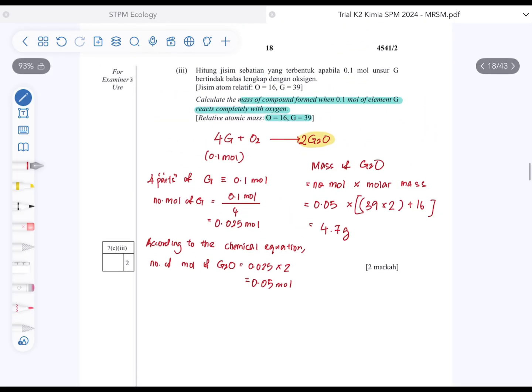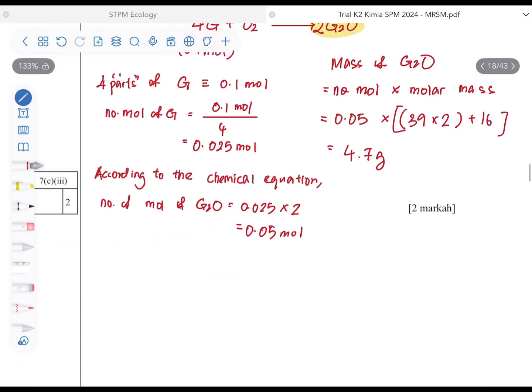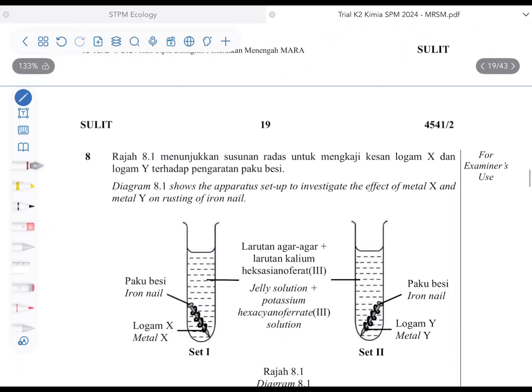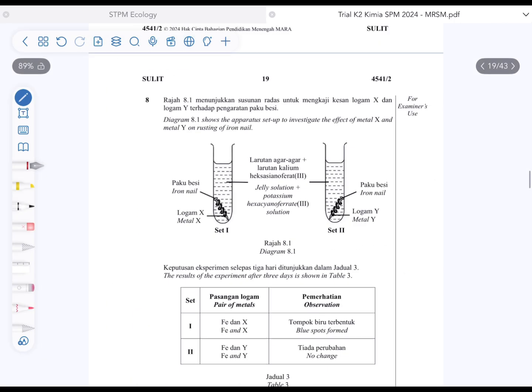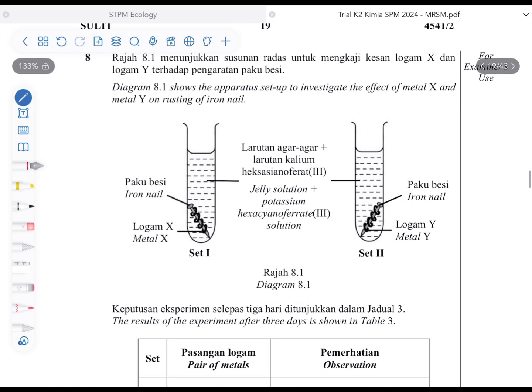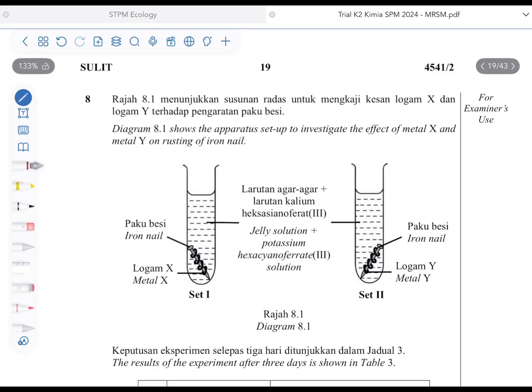So the answer will be 4.7 grams for the mass of the compound formed. Okay, so let's continue with question 8. This is a question I believe most of the students will find quite complicated, but once you understand the concepts behind it, actually it is easy.